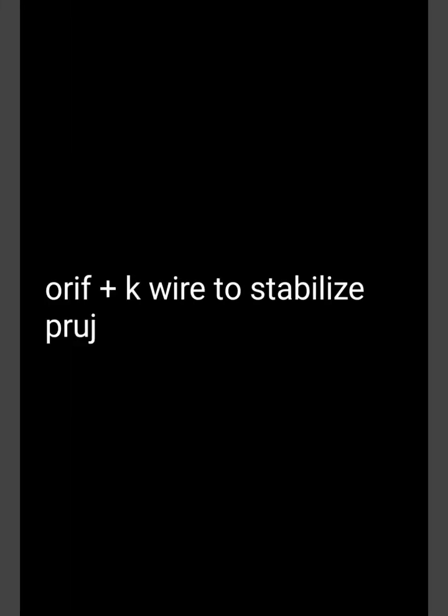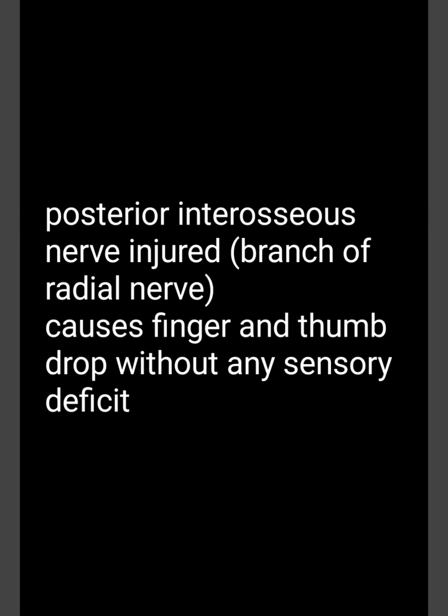Treatment of Monteggia fracture: ORIF plus K wire to stabilize proximal. Most common complication of Monteggia fracture: posterior interosseous nerve injured, branch of radial nerve. Causes finger and thumb drop without any sensory deficit.